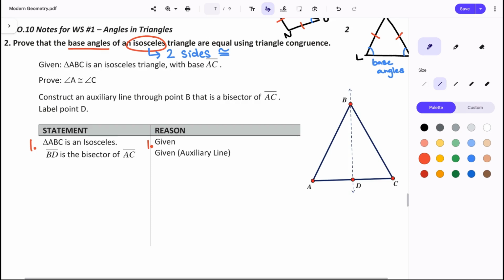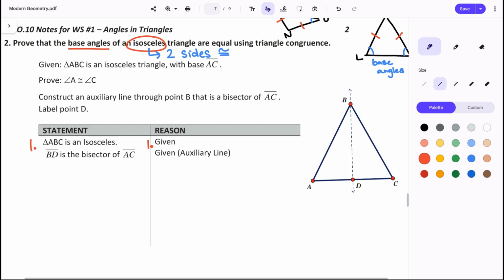AC is the bottom of the triangle here, and this dotted line in the picture is our bisector. Again, you guys have already learned how to do those kind of constructions. We've constructed perpendicular bisectors before, or even just regular bisectors. We've done all that. They're doing the construction for you, and they're just showing that with that dotted line.